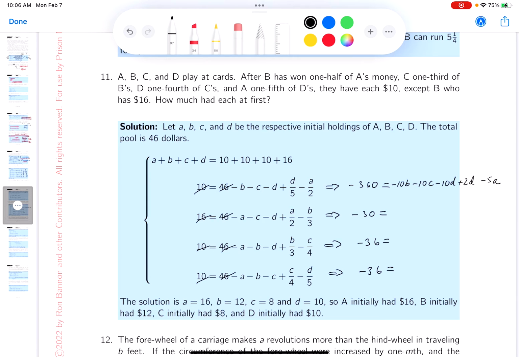All right. This second equation, I'm going to multiply by 6. And 6 times minus 30 is minus 180. So what do you get? Minus 6a, minus 6c, minus 6d, plus 3a, minus 2b.